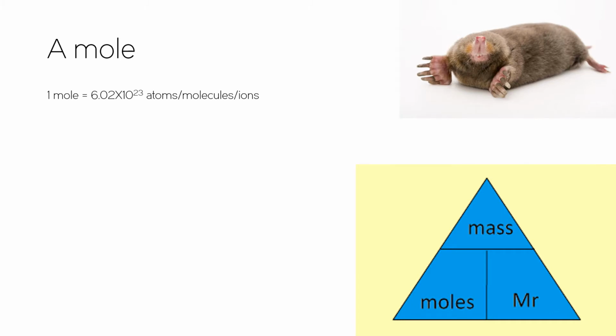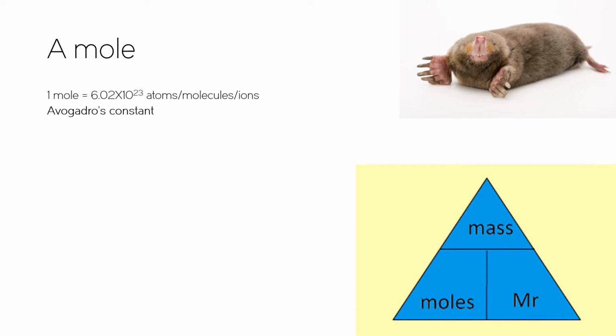So because of that, we work with something called moles, or a mole. Now, to be specific about this, a mole is a particular number of atoms or molecules or ions, depending in which context you're using it. 1 mole is exactly 6.02 times 10 to the power of 23 atoms, or, again, molecules or ions, depending on which one you're working with. And this number is known as Avogadro's constant.